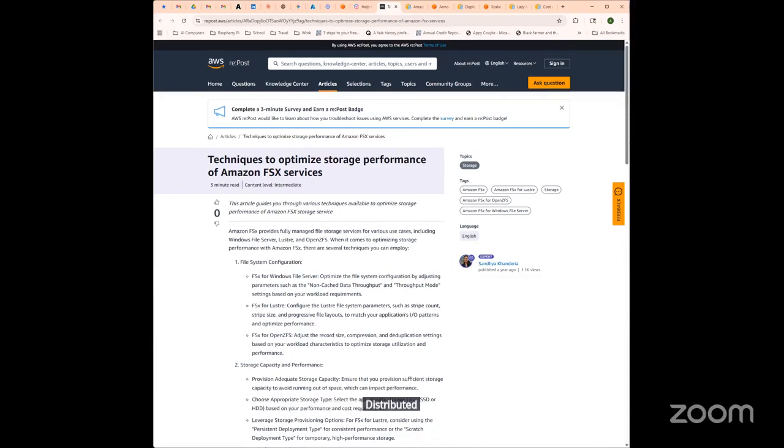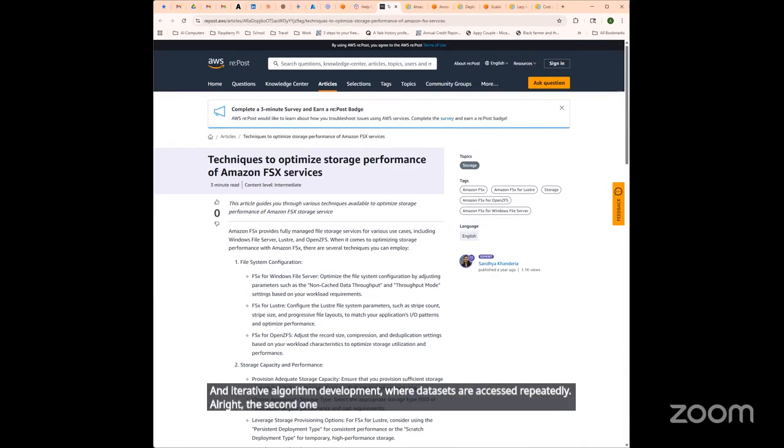Distributed training scenarios where multiple instances need concurrent access to data, and iterative algorithm development where data sets are accessed repeatedly.